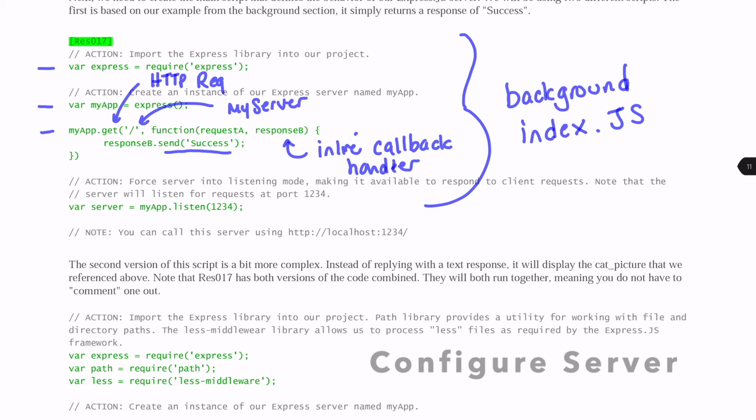We're not done yet, however. We do need to actually set our server to listening mode. So that's what this line down here does. It puts the server into listening mode, making it available to respond to client requests. Note that the server will listen for requests at port 1234. So you don't have to use that port, but whatever port that you use, you need to make sure that's the one that's employed for the request.